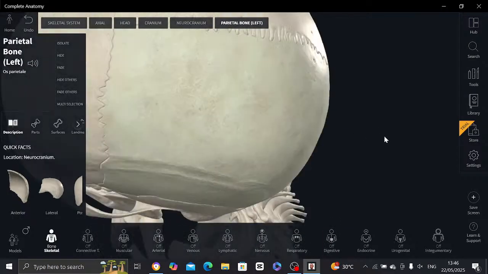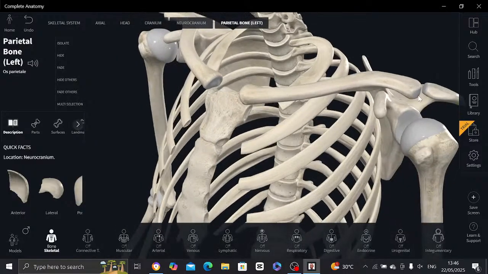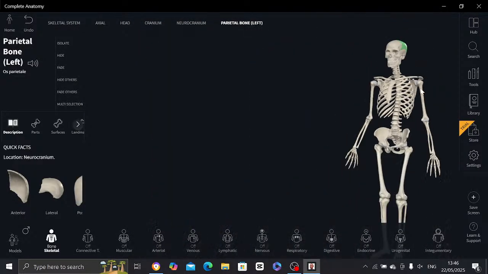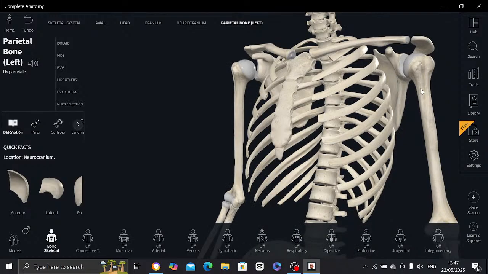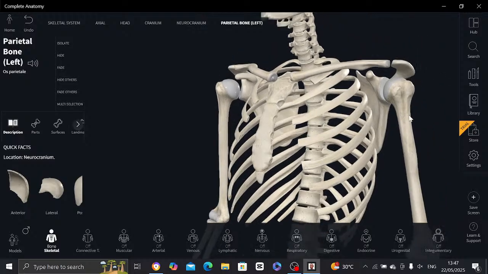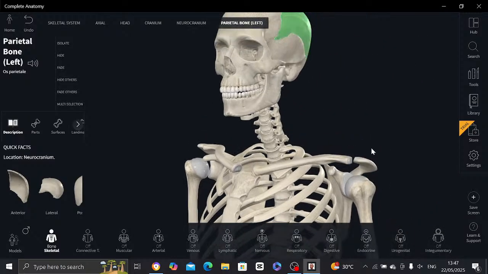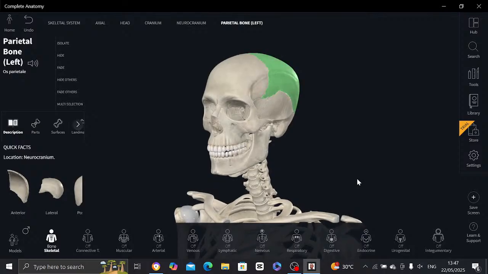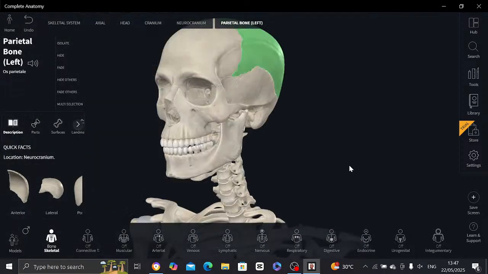Sorry, I'm still trying to get used to the controls of this model. It's unlike the Blender I normally use. So let me see.